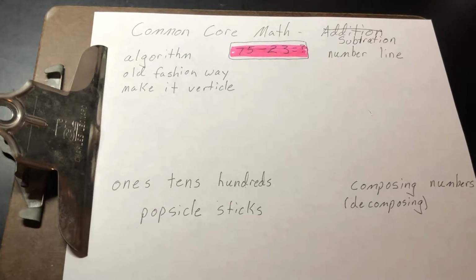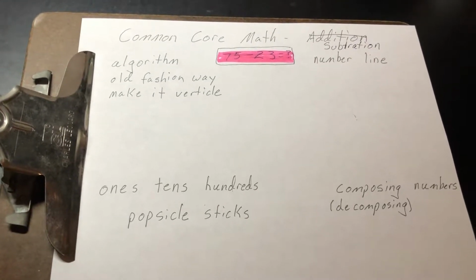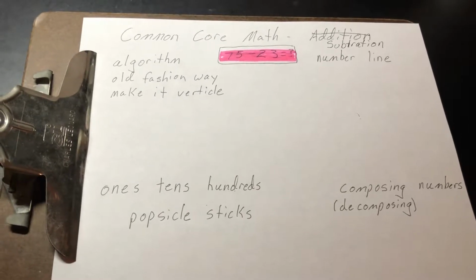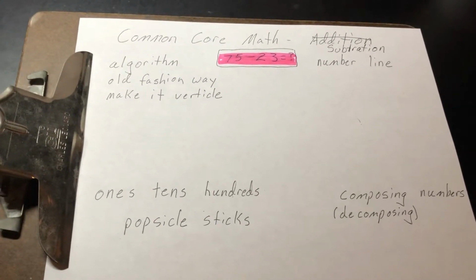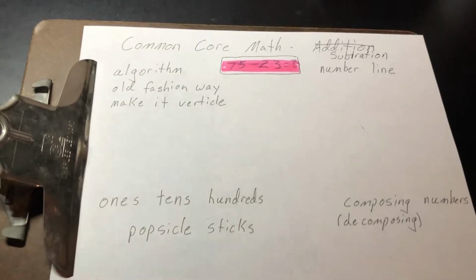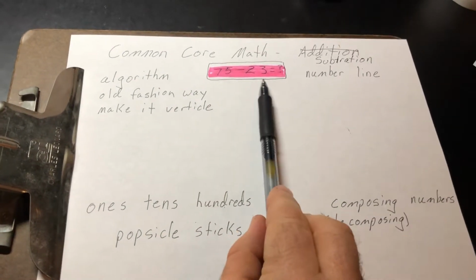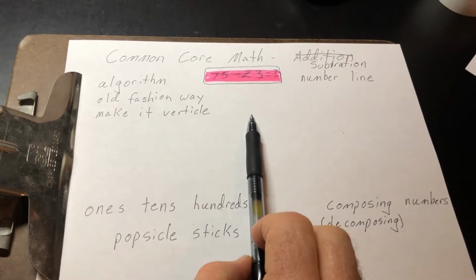Hello and welcome back to another edition of Teacher Talk second grade. Today we're going to be doing Common Core Math and we're going to be doing, as you see, subtraction on the number line. I'm going to be showing you how to subtract 75 minus 23 and I've got my helper with me today who's going to help out.